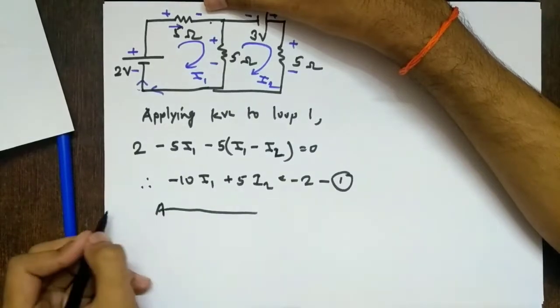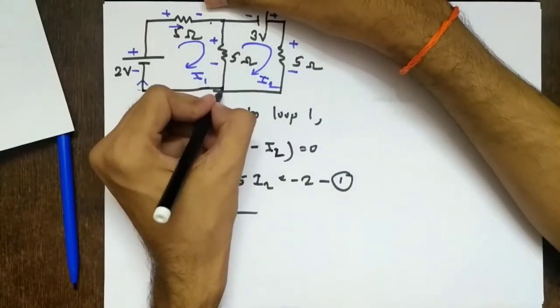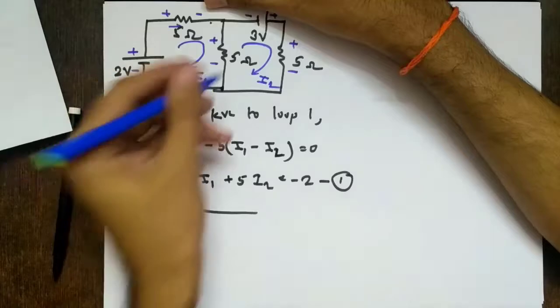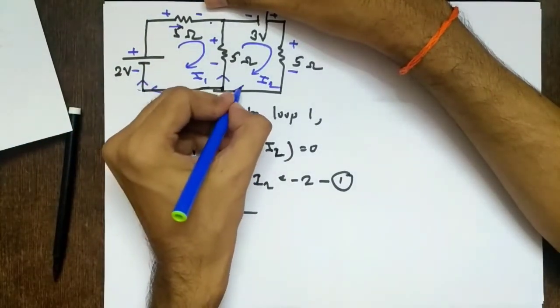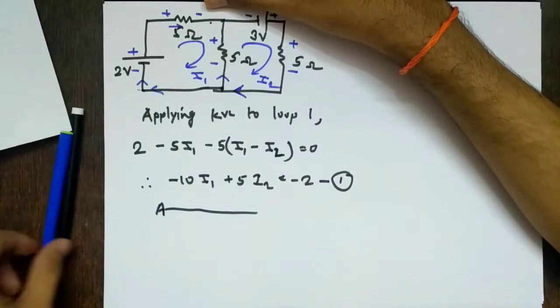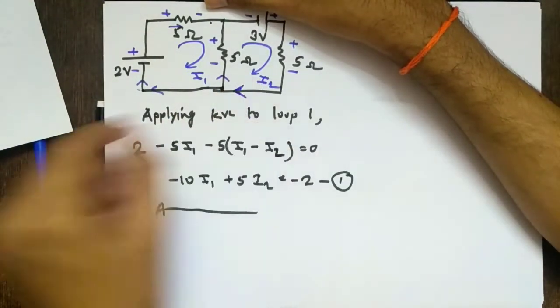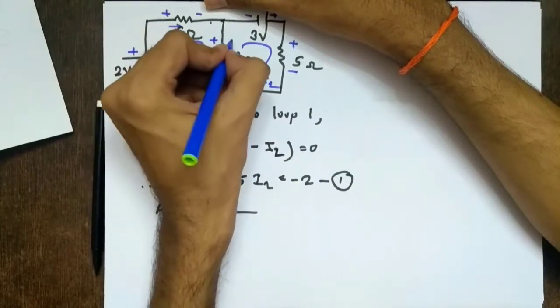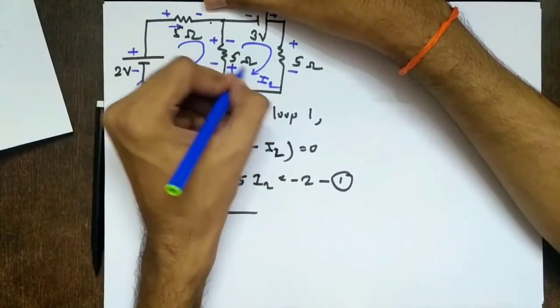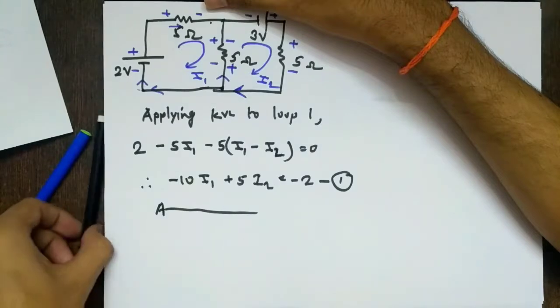Then applying KVL to loop 2. Let's say I start from this point. So I go upwards and I should again come to that point, right? So now loop 2 is having precedence, so current is flowing upwards. So now this sign we have to consider, remember, not this sign, because loop 2 has higher precedence now.